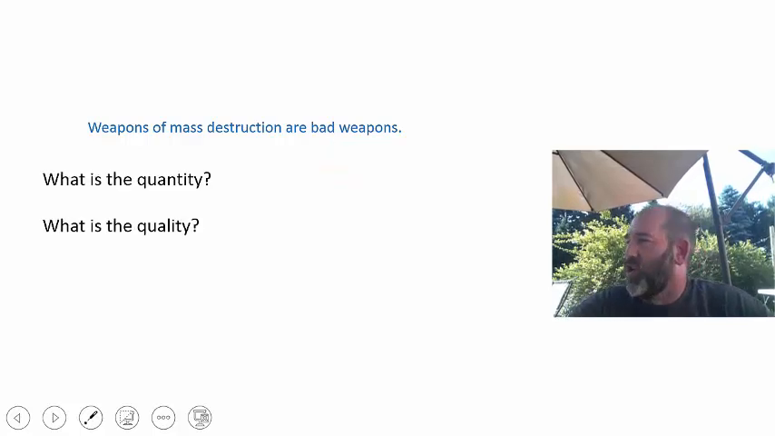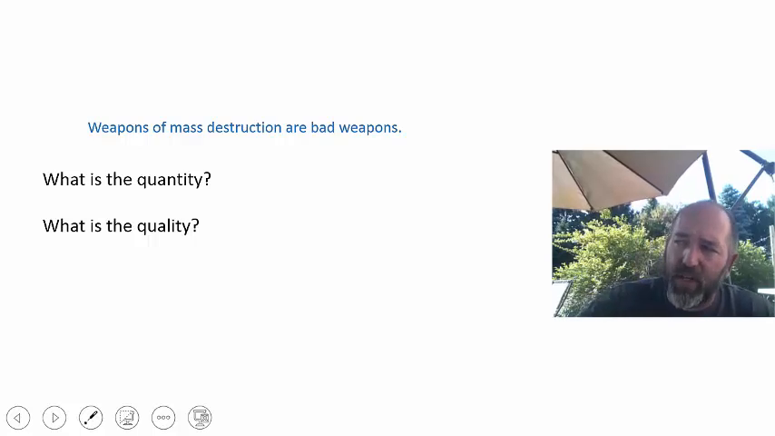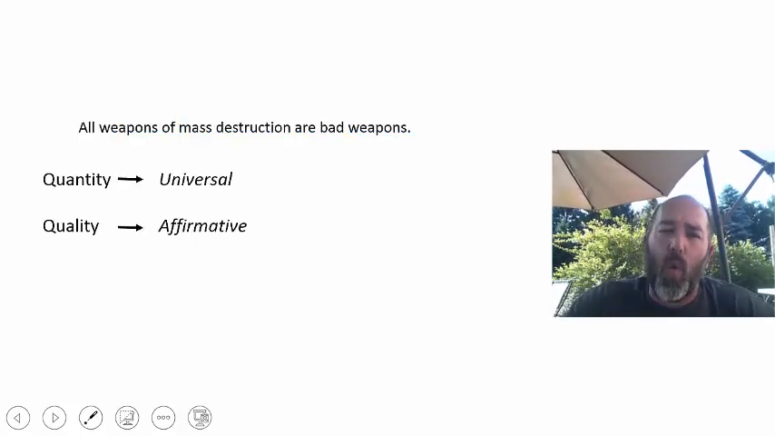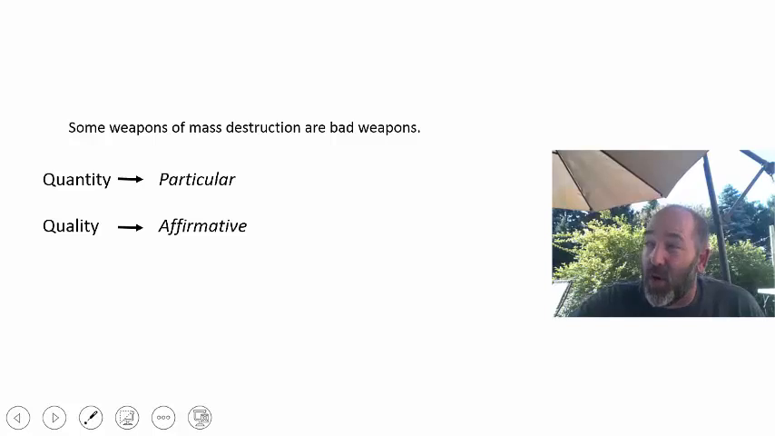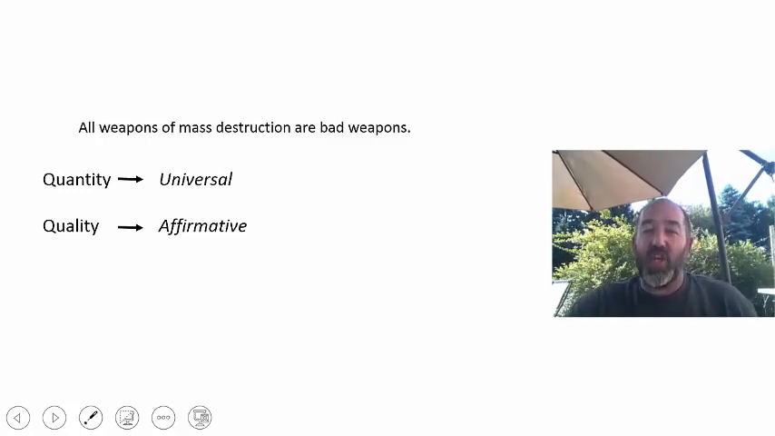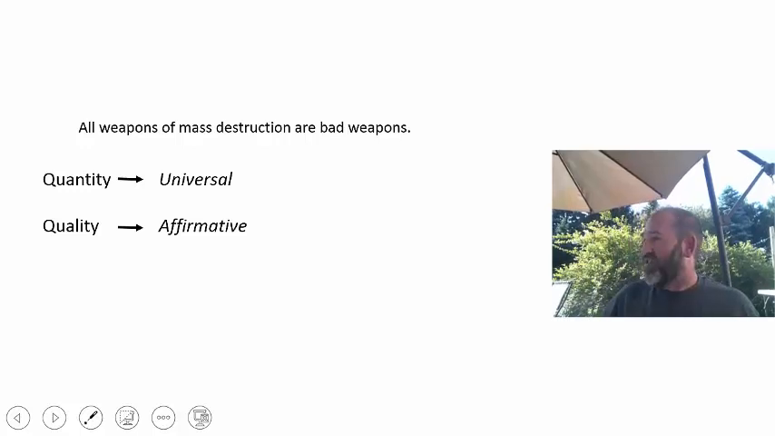The other thing that we're going to do is we want to word this claim so the quantity and quality are clearly expressed. When I say weapons of mass destruction are bad weapons, what exactly do I mean? If the quantity is universal and the quality is affirmative, what I'm saying is that all weapons of mass destruction are bad weapons. That is the claim. But if the quantity is particular, then I'm not saying all weapons of mass destruction are bad weapons. I'm saying some weapons of mass destruction are bad weapons, right? Okay? So if I say it's a universal affirmative claim, all weapons of mass destruction are bad, that means yours, mine, them over there, that person's, right?